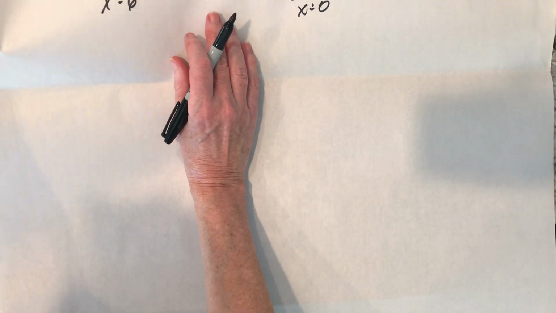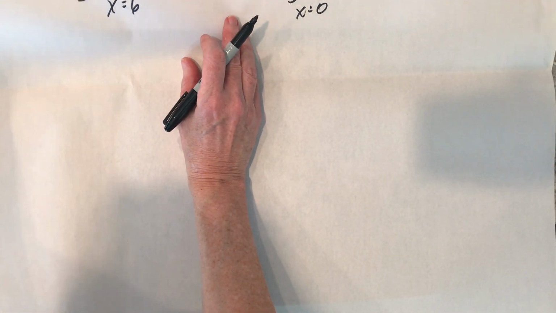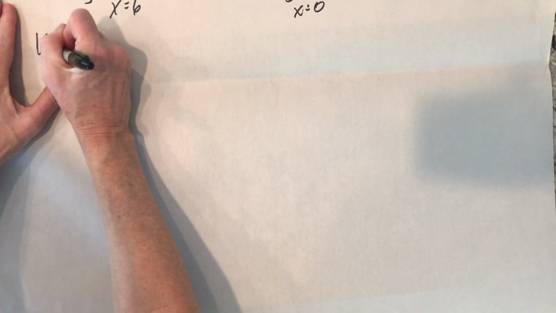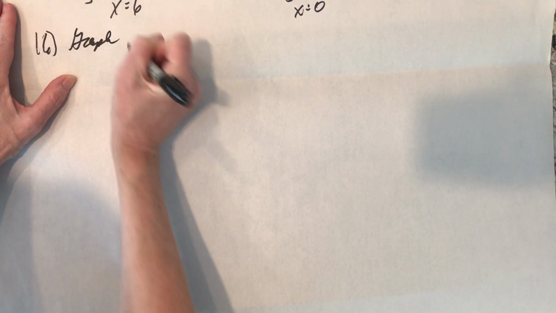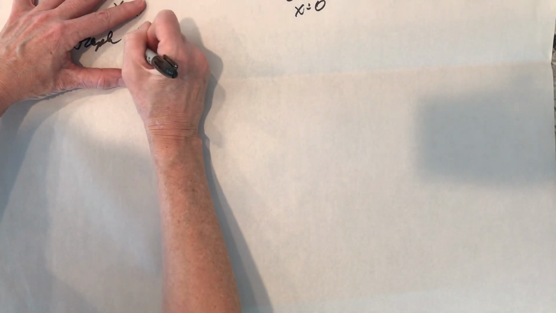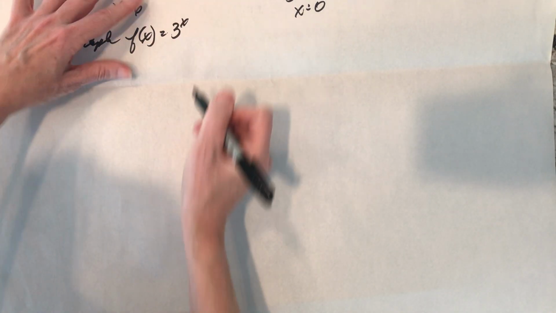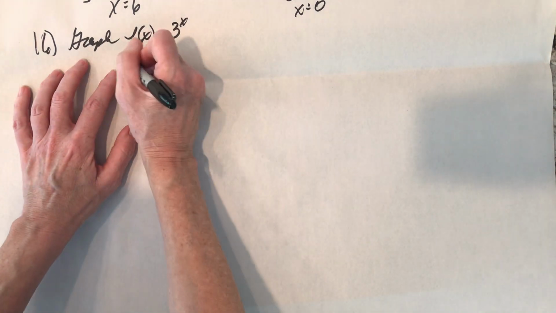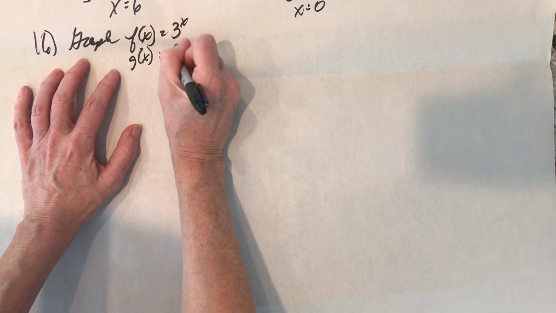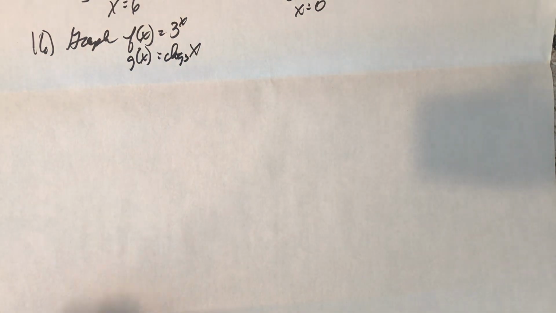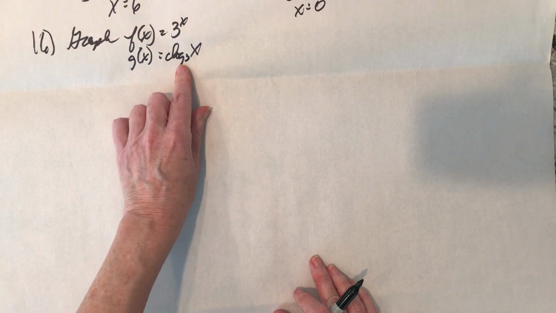Okay, on number 16, we want to graph the exponential f of x equals 3 to the x, and then we want to graph the log g of x equals log base 3 of x. So those are inverses of each other. It'd be like looking at 5 times 4 and then looking at 4 times 5, or looking at 20 divided by 5. Multiplication and division, adding and subtracting, exponents and logs.